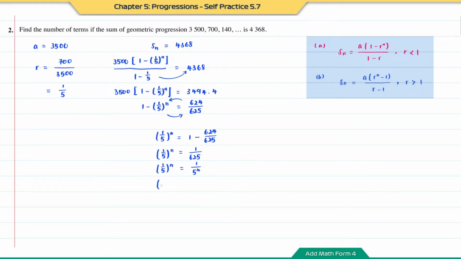Now on the right hand side, I can also write this as bracket 1 over 5 to the power of 4, as this is going to give you the same value. So now the left hand side and the right hand side are of the same base, which is 1 over 5. Then we can just compare the power. Therefore, n is equal to 4.